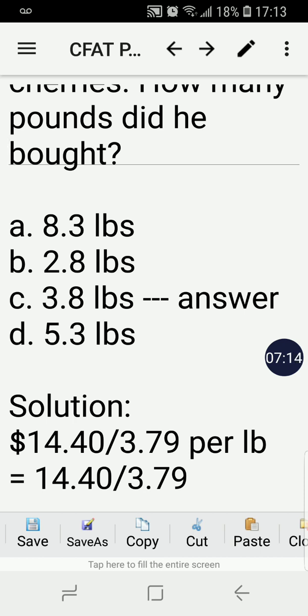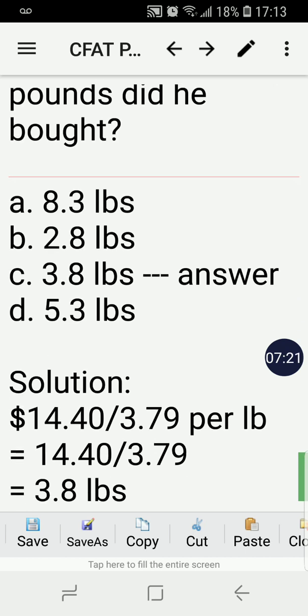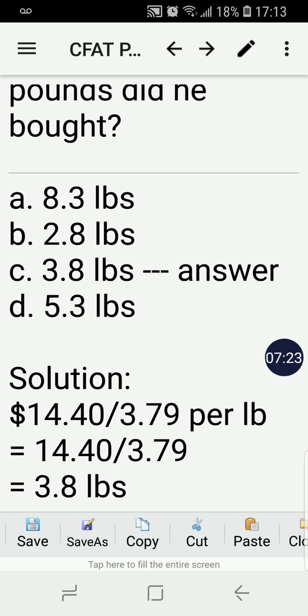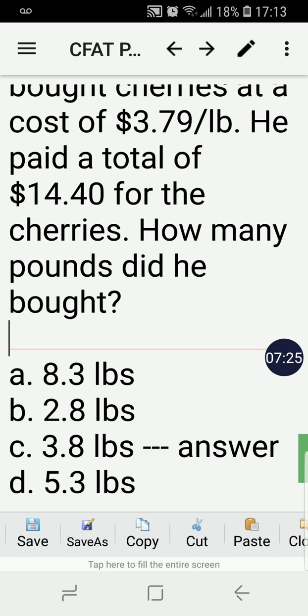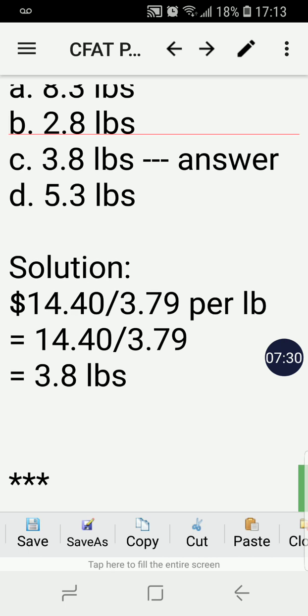So the solution is pretty straightforward. We divide the total cost, which is 14.40, divided by the cost per pound, 3.79, and then we get 3.8 pounds. Now remember that in the Canadian Armed Forces test, CFAT test, you're not allowed to use a calculator, so you gotta use long division to arrive at the answer.